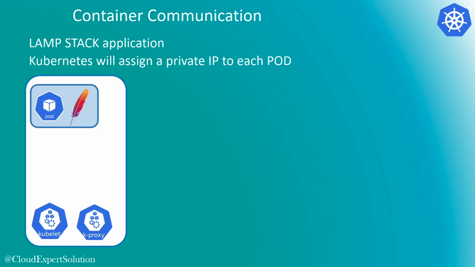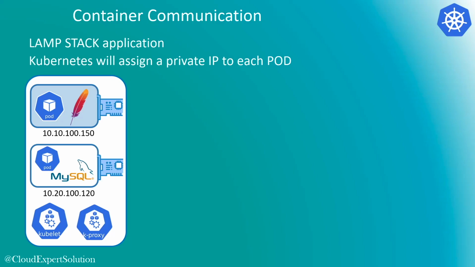Kubernetes will assign a private IP to each pod at the time of creation. Naturally, my pod will get a private IP. Let's assume the IP is 10.10.100.150. My application will have a database pod, that is the MySQL database pod. The database pod will also get a private IP from Kubernetes, which is 10.20.100.120.